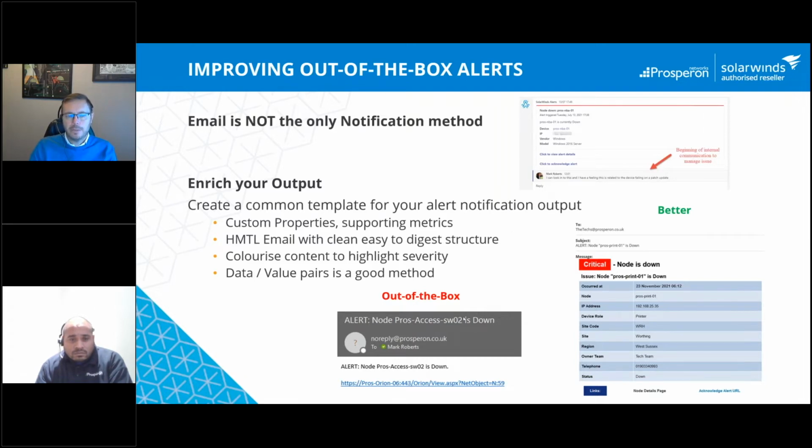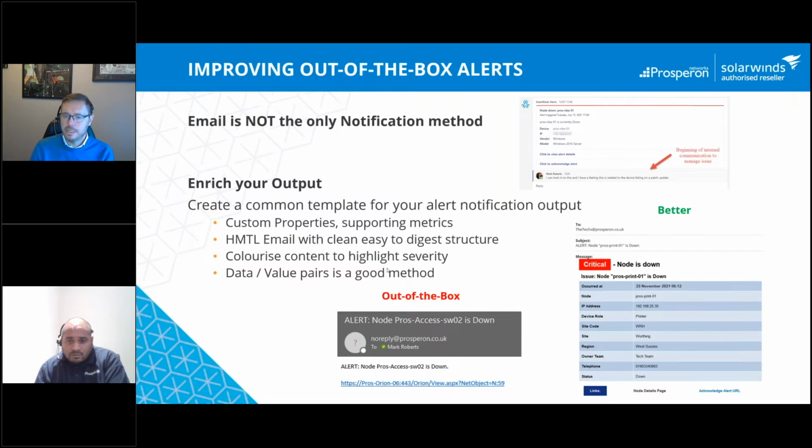The other thing I've put in here is get a common structure. I've done email here because it's still prevalent. I know I'm going to be working hard to get people to use other things than email. But however you're outputting, do so in a manner which gets information across efficiently. In the bottom middle, that is the default alert down notification out of Orion. It literally just says this device is down, and here's a link to go and have a look at it in more detail.